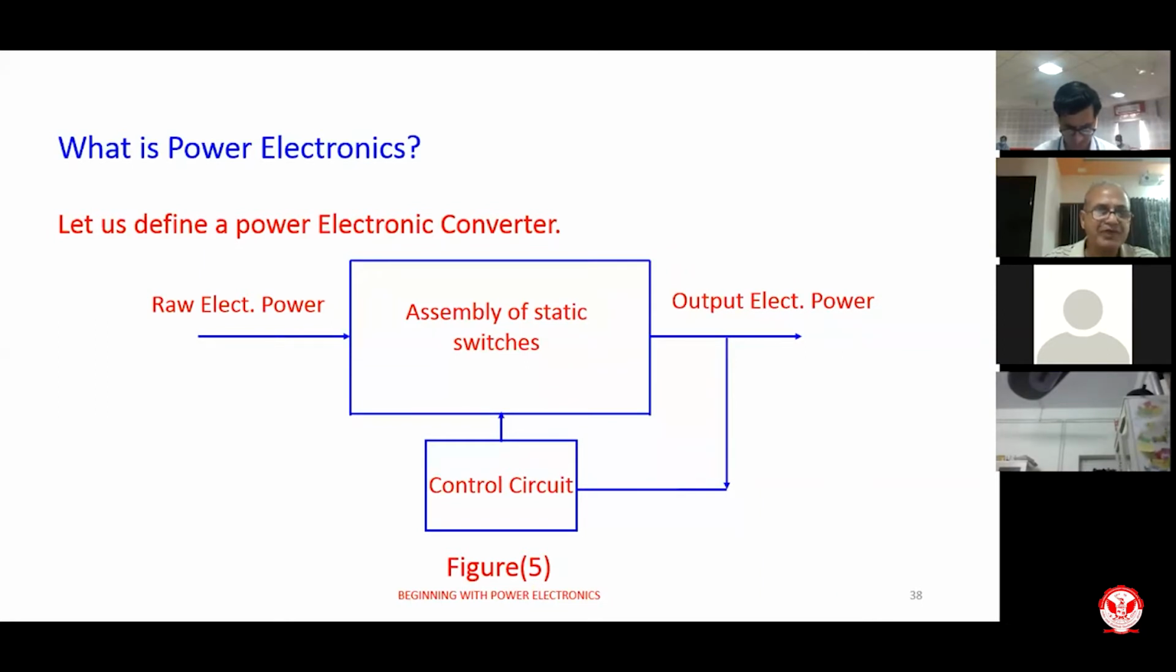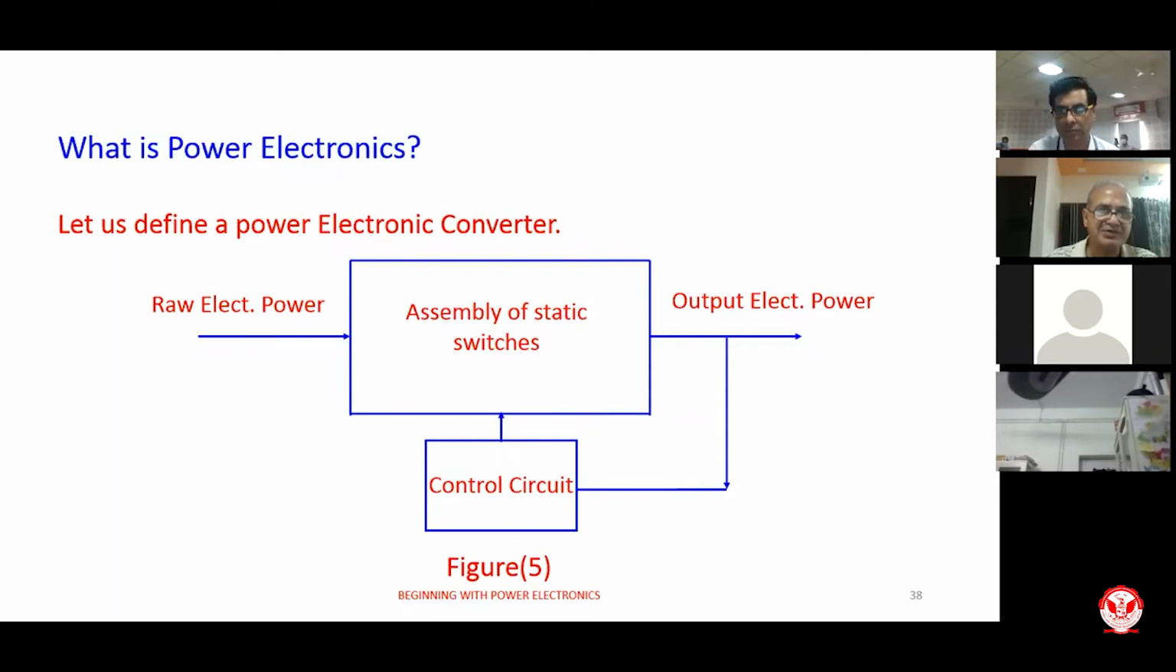In olden days, when we migrated from DC transmission to AC transmission, the majority of loads were still in DC form, while supply migrated from DC to AC. This time we wanted a kind of converter which can convert AC power into DC power, and those equipment they call converters. So we still use AC to DC conversion. But as far as the modern definition is considered, converters are nothing but an assembly of static switches being controlled with the help of control circuits, where raw electrical power is fed to the assembly of switches.